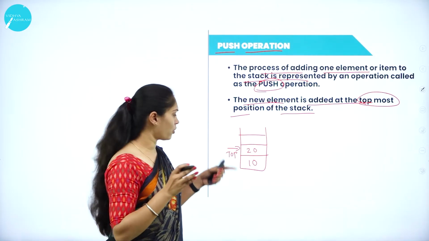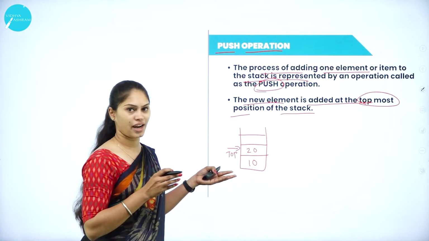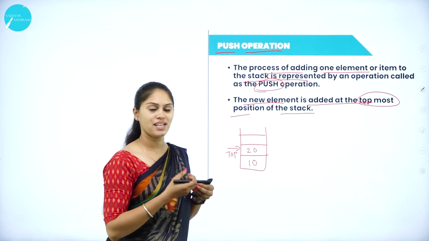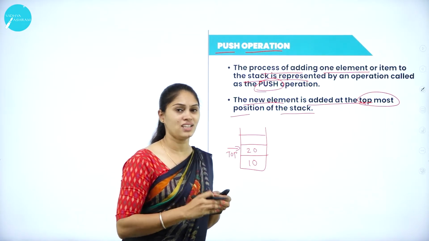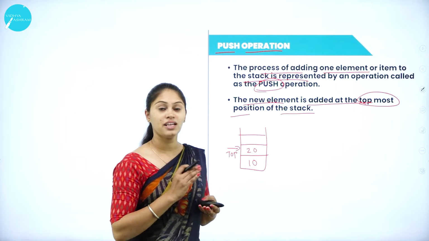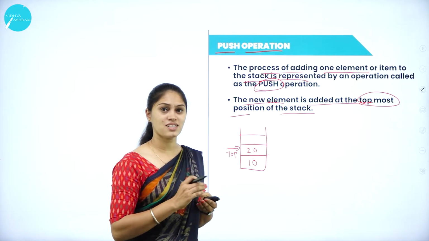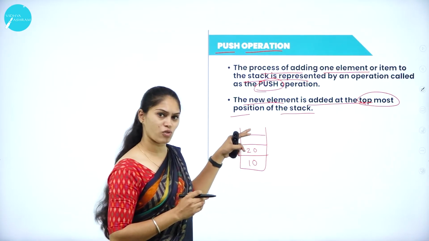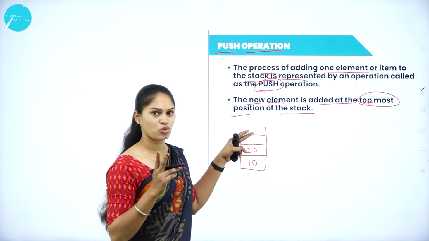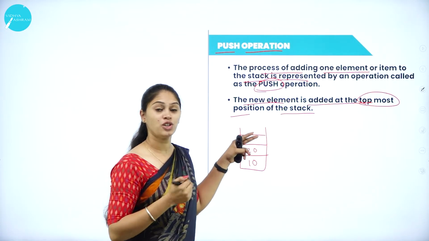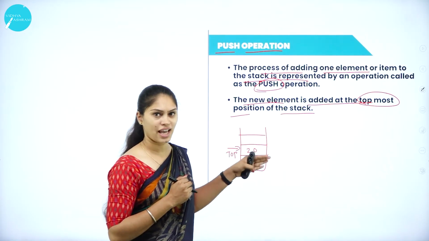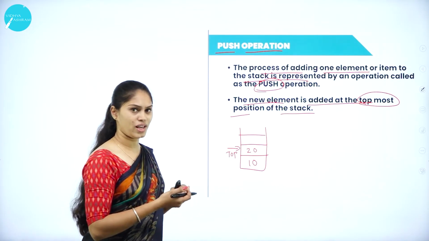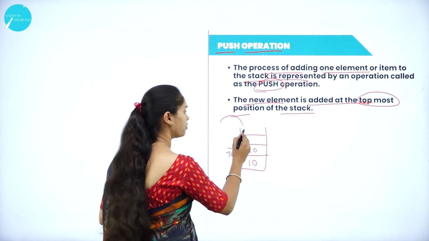I have to check whether there is a place or not. Right? If there is no place, how can I add a new element? If there is no place, and I am still trying to add a new element, that condition is known as stack overflow. So I am going to check. I have 4. Maximum stack is 4 here. So I am left with 2 places so that I can add 2 more elements to the existing stack. If there is a possibility of adding a new element, I am going to add it from the top.